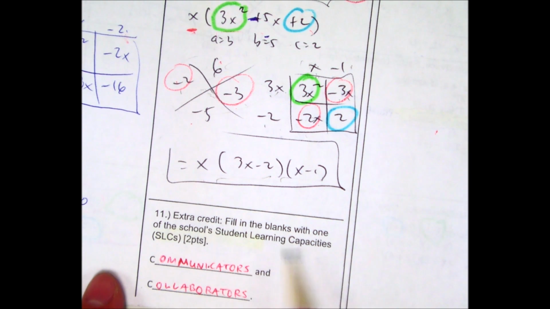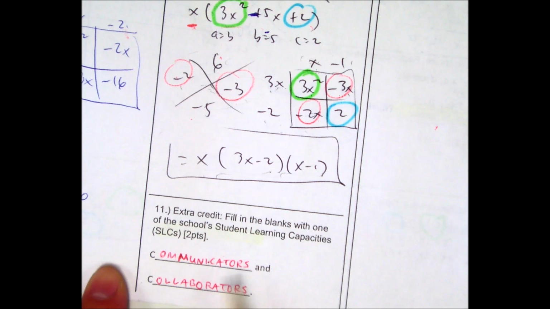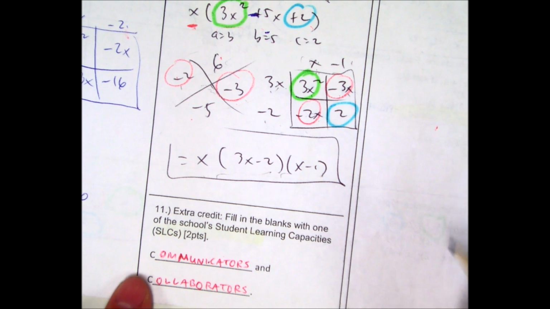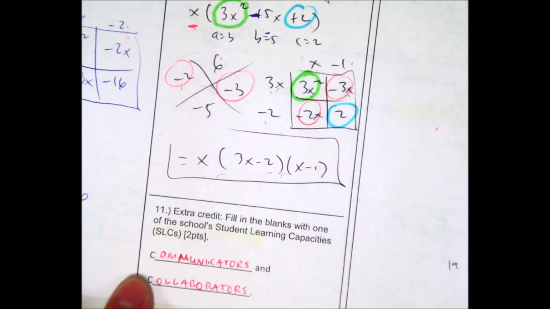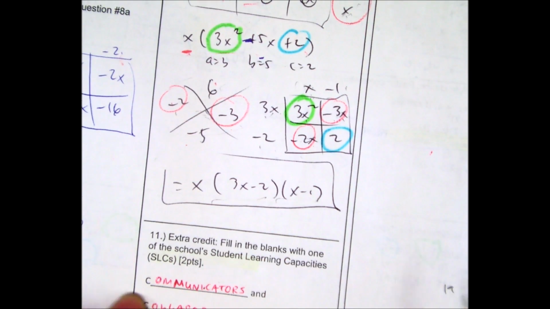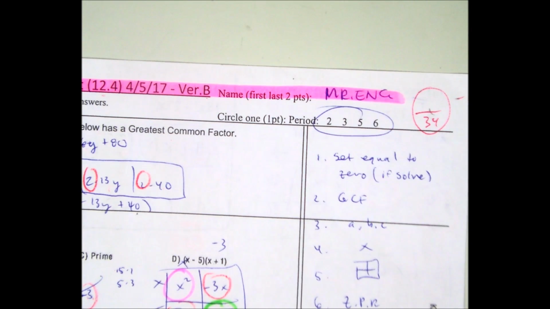And extra credit, fill in the blanks with one of the school's student learning capacities. I gave you C and C. That's communicators and collaborators. So that side was 19 points. So 19 plus 15 gives you 34. I hope that made your math day.